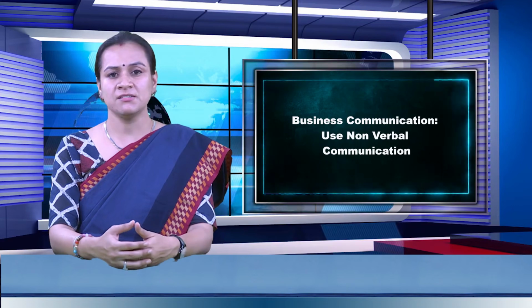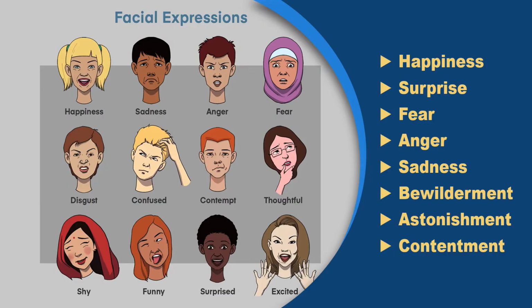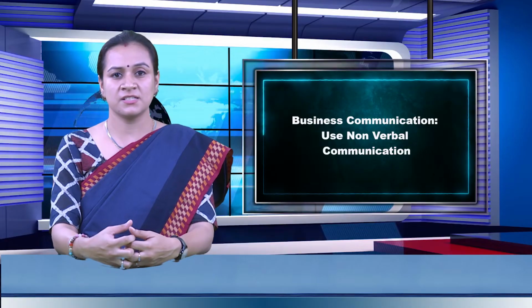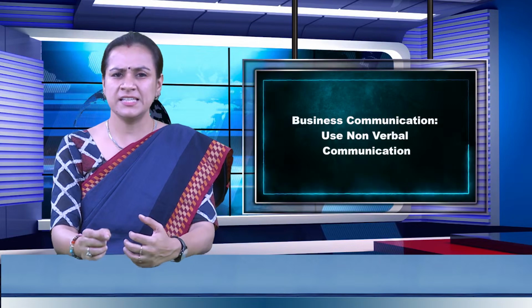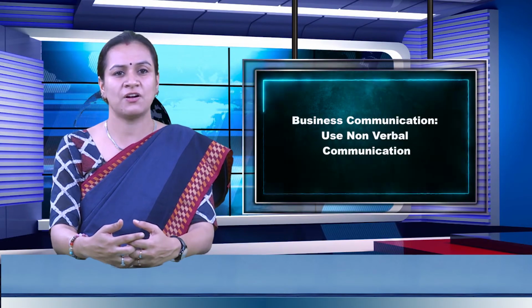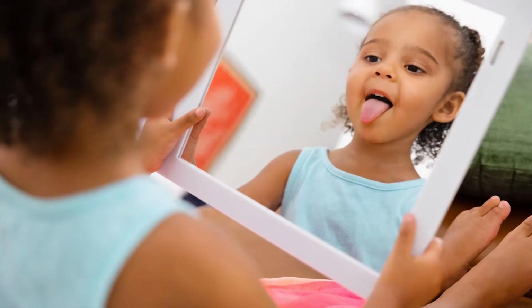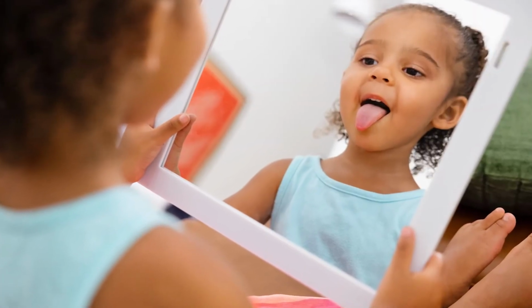For example, let us consider the facial expressions generally associated with happiness, surprise, fear, anger, sadness, bewilderment, astonishment, and contentment. Let us also consider a smile, different kinds of smile, a frown, corners of the lips, the position of the eyebrows, the cheeks, whether drawn up or back or dropping, the jaw, nose or the nostrils, and the chin. We can easily mark all the signals sent through these parts of the face by others and observe our own expression by looking at ourselves in the mirror.